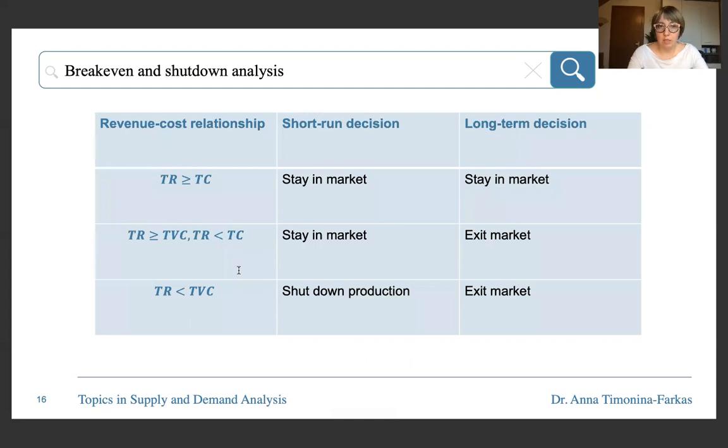One can see this here. So if the total revenue is higher than total cost, you make profit and you stay in the market in both cases. If your total revenue is higher than total variable cost, but smaller than total cost, it means that you cover fixed cost, but you don't cover the whole variable cost. In this case, in the short run, you stay in the market, but in the long term, you exit the market. And if you don't even cover variable costs, you need to exit production and shut down operations.